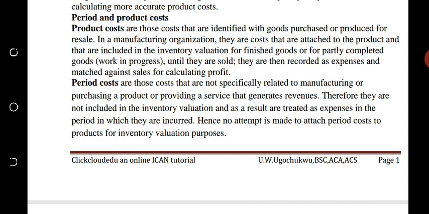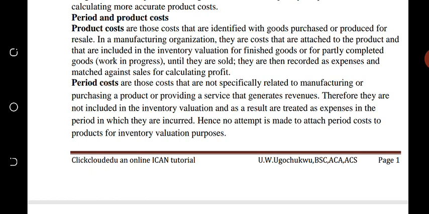Period costs are those costs that are not specifically related to manufacturing or purchasing a product or producing a service that generates revenues. Therefore, they are not included in the inventory valuation, and as a result are treated as expenses in the period in which they are incurred. Hence, no attempt is made to attach period costs to products for inventory valuation purposes.